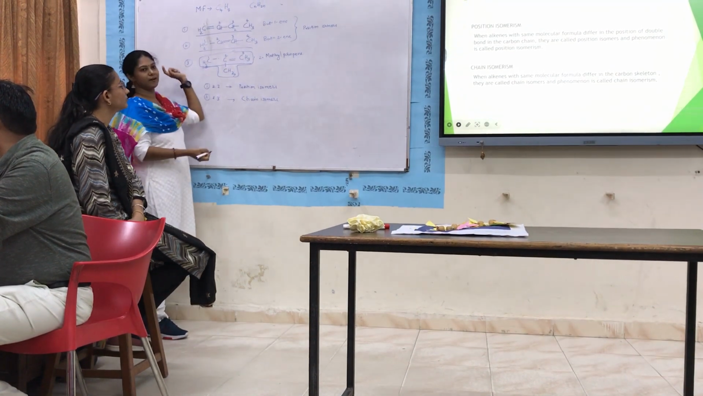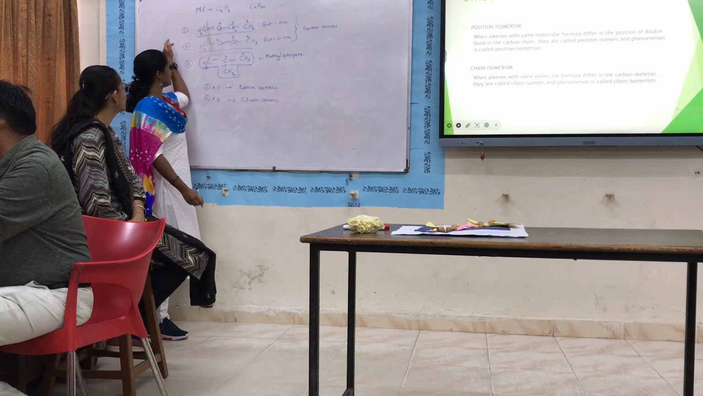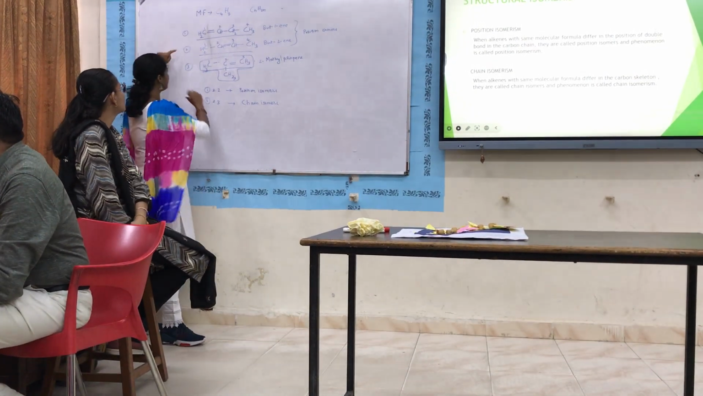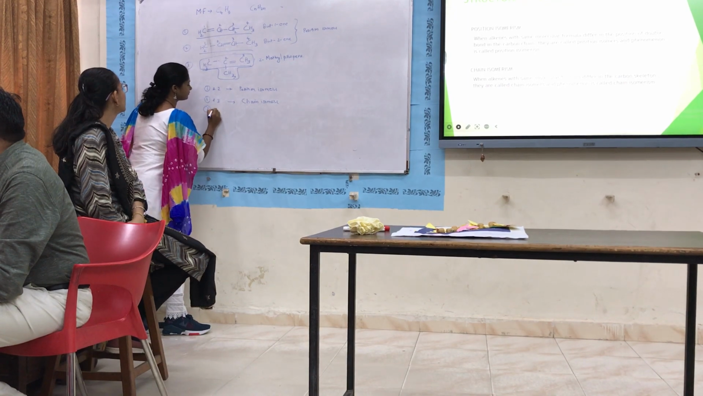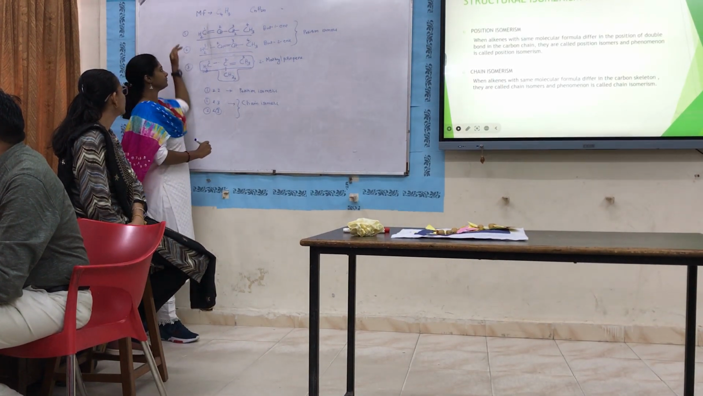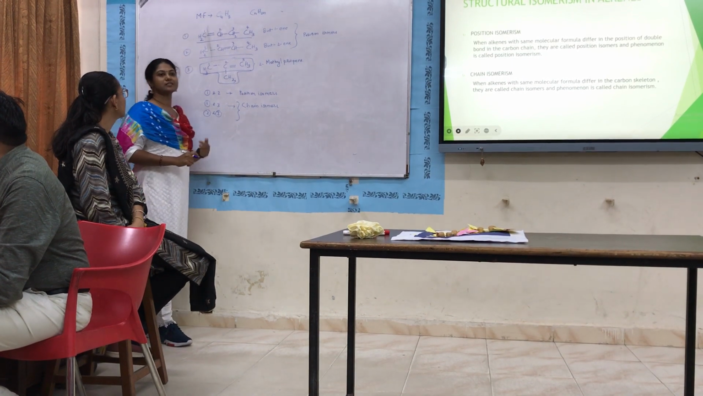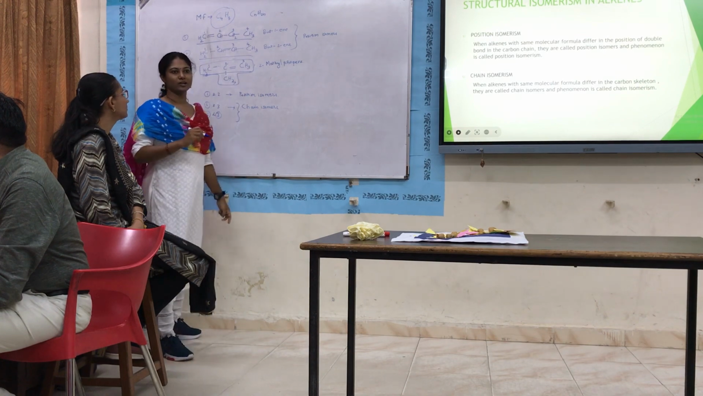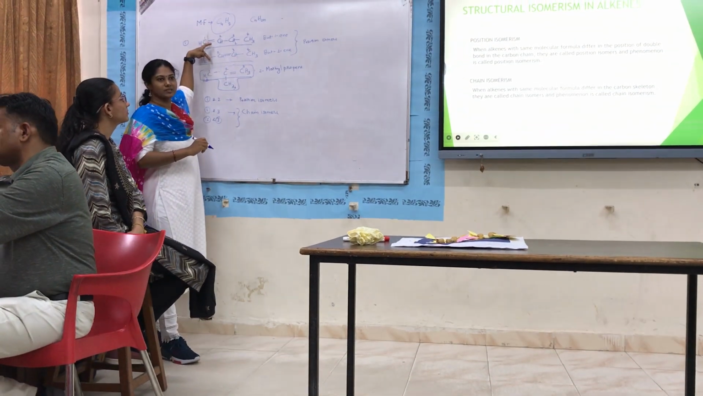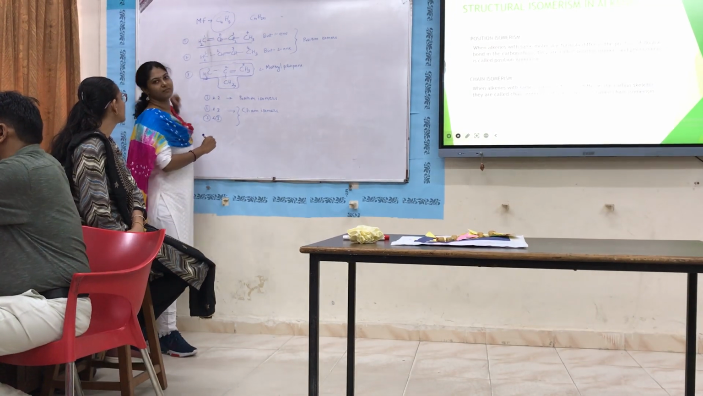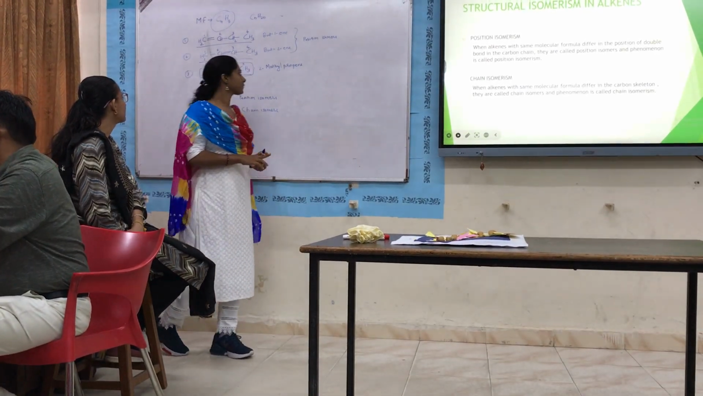And like that we can have one more pair. Can you please identify one more chain isomer from this? Between 2 and 3 also we can have chain isomers. So these are the different structural isomers possible from the C4H8 molecular formula. 1 and 2 are position isomers, and between 1 and 3, and 2 and 3, we can have chain isomers.